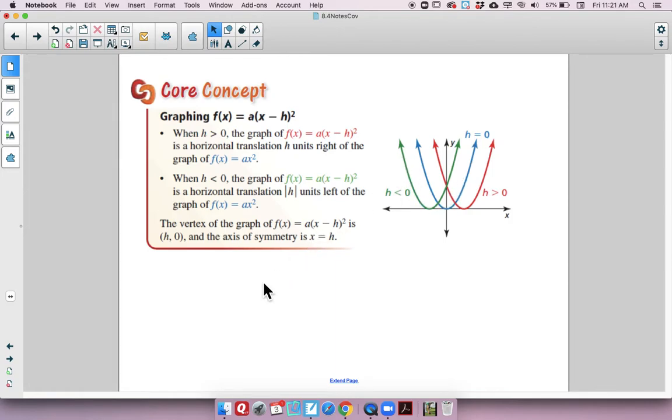The vertex of a times the quantity x minus h squared is always going to be h comma 0. Notice that we're still at the x-axis, so our y-coordinate, our ordinate, is always still going to be 0, and we're just shifted over by whatever h is. So h comma 0 would be the vertex. What would the axis of symmetry be? Well, if we look here on the red one, it would just be whatever h is. So it would be x equals h.